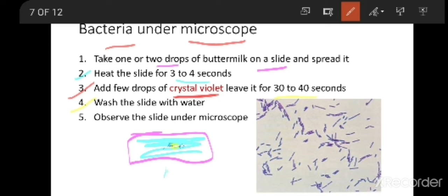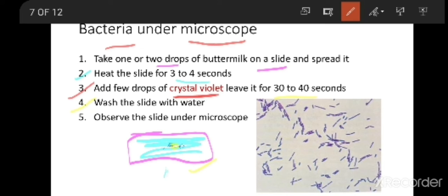And you might think, if I wash the slide, the buttermilk which is present on the slide will be washed away. But it will not wash away. You know why? Because already we heated the slide. So the buttermilk will stick. It will hardly stick to the slide. Washing means you should not put detergent and you should not wash.